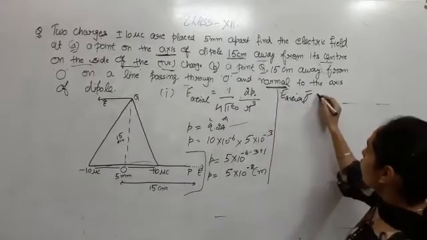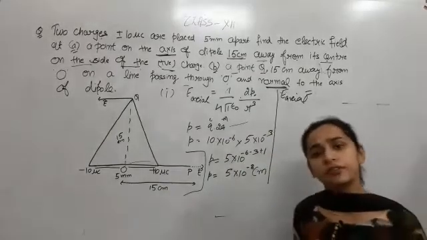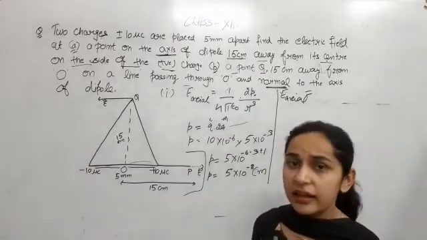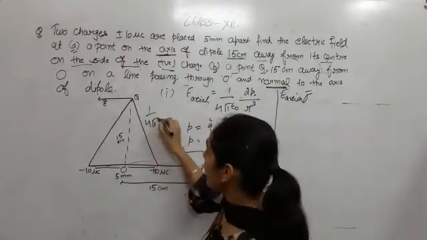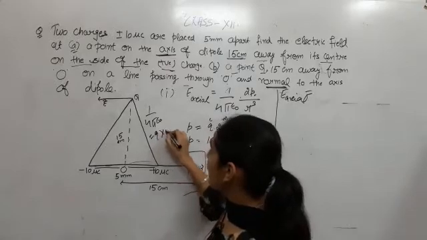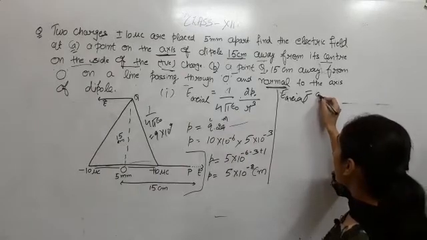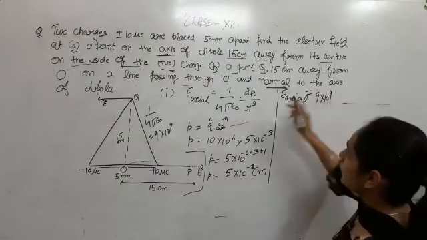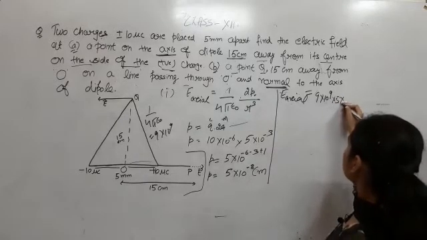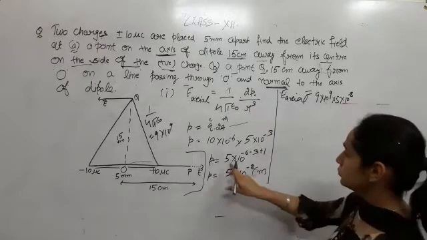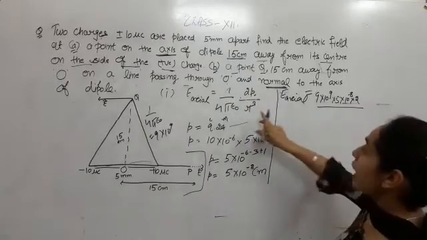What do I get? 1 upon, what is the value for 1 upon 4 pi epsilon naught? In the very starting I made this thing very clear that the value for 1 upon 4 pi epsilon naught is 9 into 10 raised to power 9. So, in place of this relation I will write 9 into 10 raised to power 9. The value for dipole moment 5 into 10 raised to power minus 8. Now, 2 I have to multiply. So, multiply by 2.